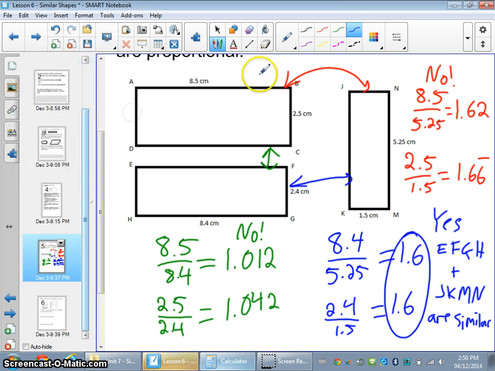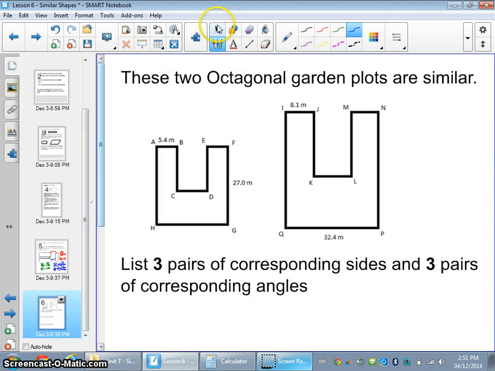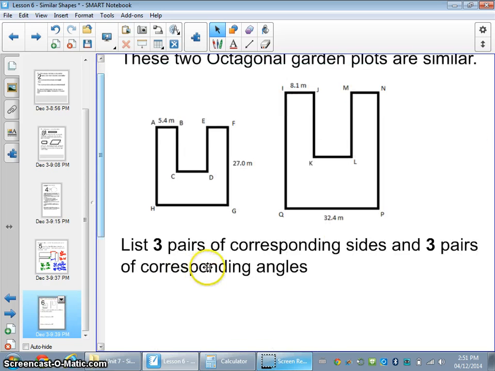All right, so that's by comparing length and width. We find out that these two are similar, but this one's not similar to either of the other two. Let's take a look at one more example. So these two octagonal garden plots are similar. We're told that yes, all the angles are the same, all the sides are proportional. We're told they're similar. And so we want to do a couple things here. So list 3 pairs of corresponding sides and 3 pairs of corresponding angles.